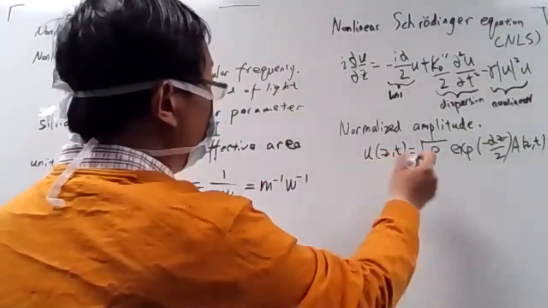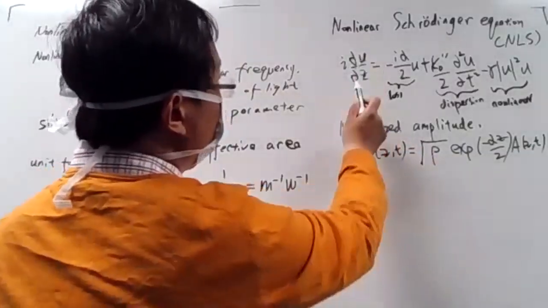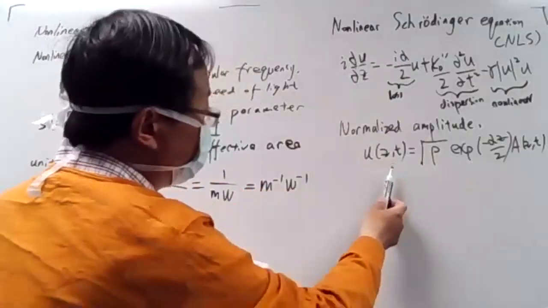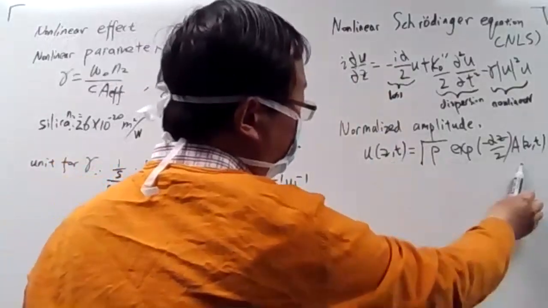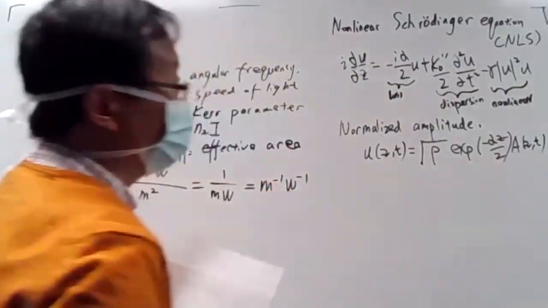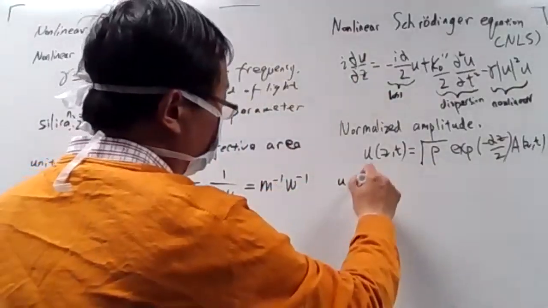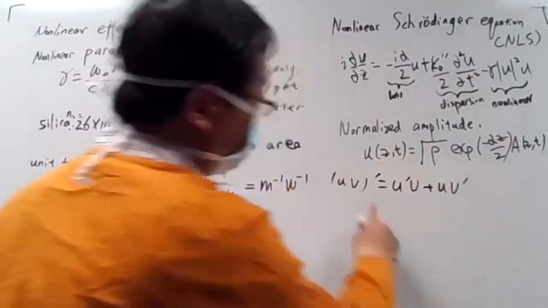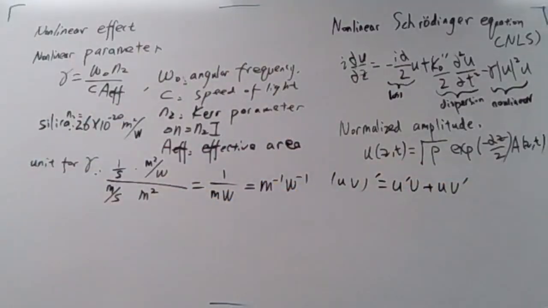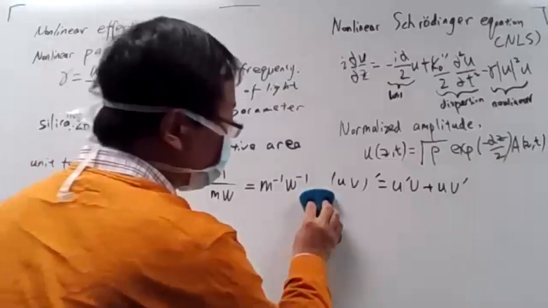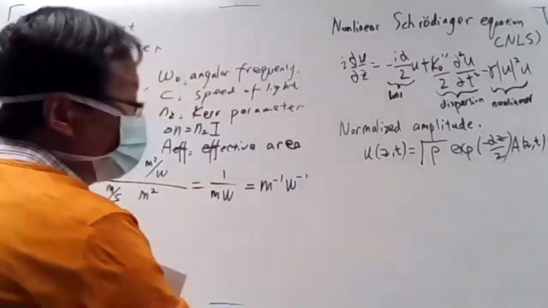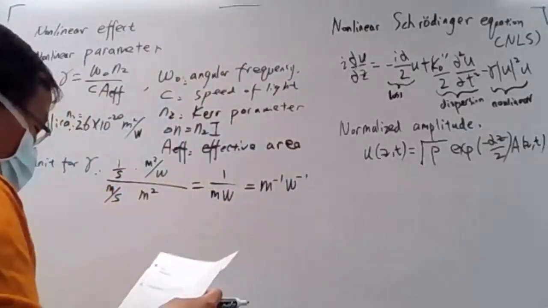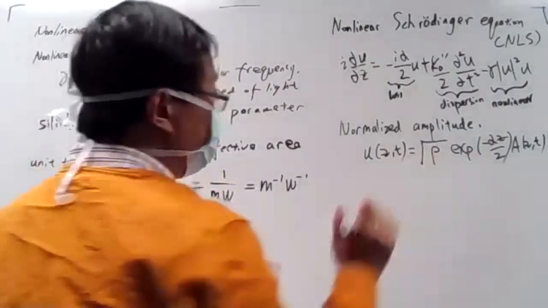So first one will be partial U, partial Z, right? We have 2Z here, right? So in other words, it's the UV derivative. It's U derivative V plus UV derivative, right? So let's first take the derivative on this U.